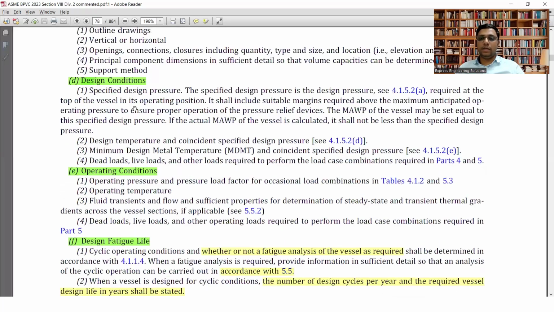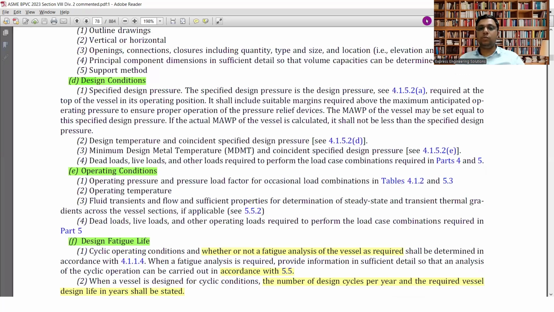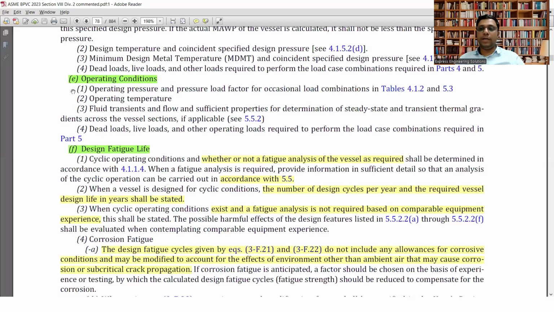Then comes the design conditions. For which conditions is the vessel to be designed? All those important things like design pressure, design temperature, the applicable loads, all these things need to be defined under design conditions. Then comes the next one, which is operating conditions.